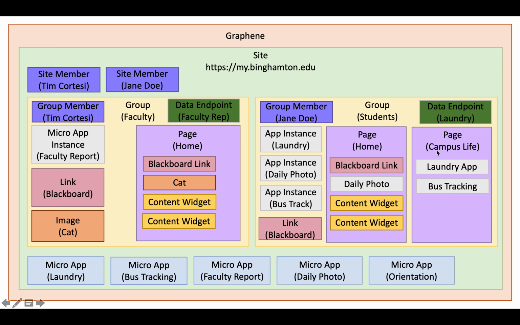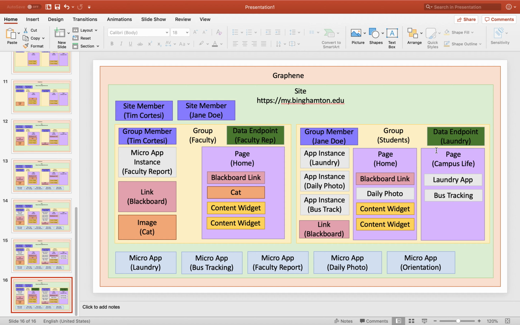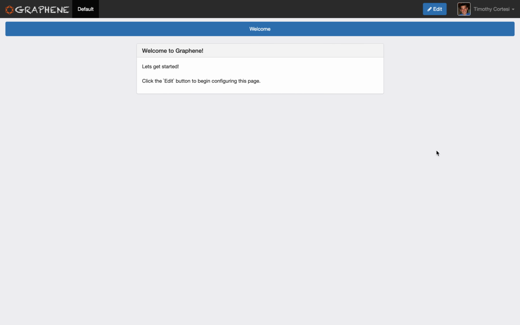So let's take a look at what this actually looks like within an instance of Graphene. So I've got a relatively vanilla instance of Graphene here as it was stood up based on just, we ran the installer. And you'll notice here that I have one group, it's called default. That one group has one page called welcome, and that one page has one content widget on it that just has some information right here.